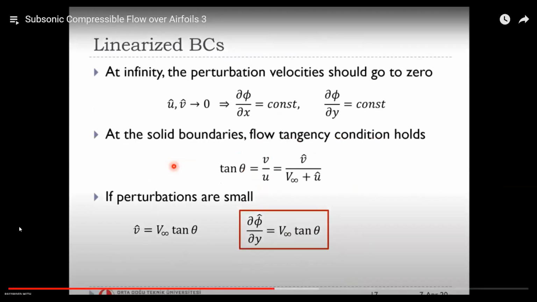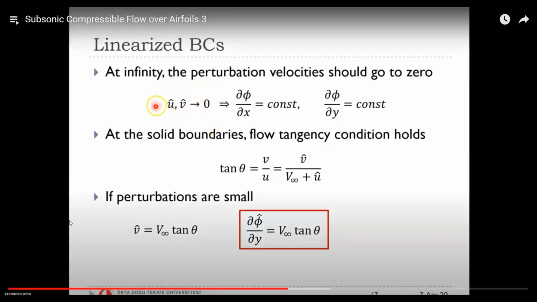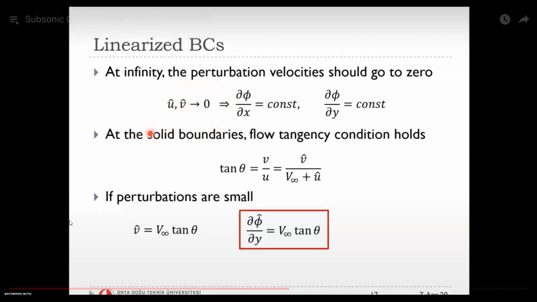First of all, at far field, we may safely assume that our perturbation velocities go to zero at infinity. Which means that your perturbation velocity potential, phi hat, should be constant in that case. So if your phi hat is constant, the phi hat over dx would be 0, and the phi hat over dy would be 0, which means that your perturbation velocities would be 0. And now let's look at the solid boundaries.